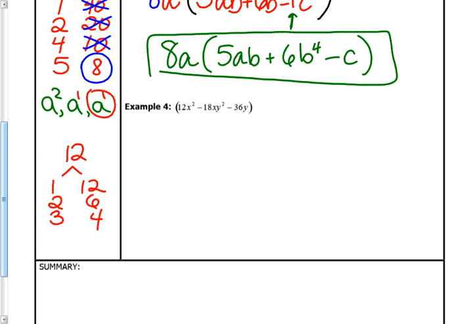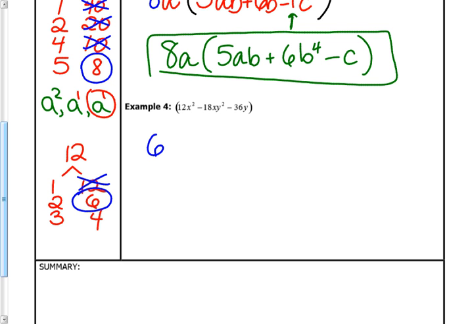12 will not work because I can't do 18 divided by 12. So 12 is out. 6. Can 6 work for all three of them? I can do 12 divided by 6, I can do 18 divided by 6, and I can do 36 divided by 6. So this does work. 6 would be my GCF so far. So I'm going to remove a 6.